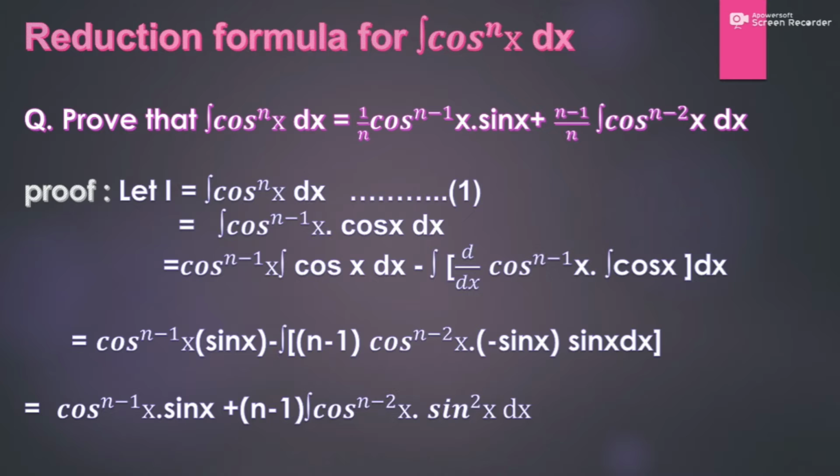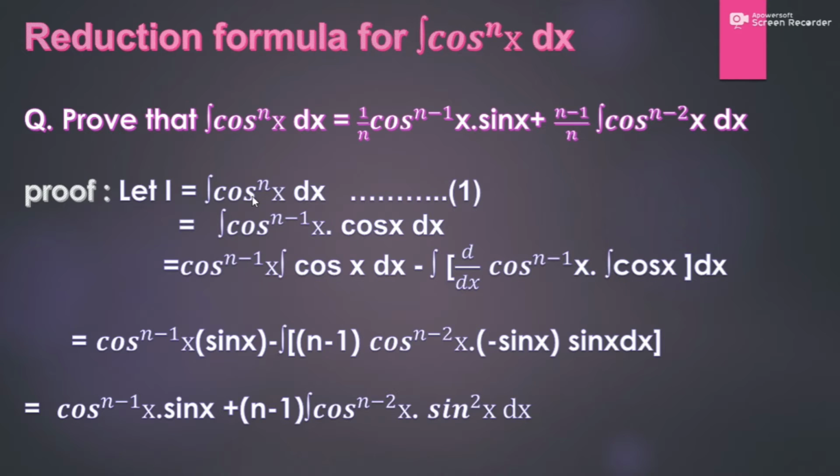Question: prove that the integral of cos^n x dx is equal to 1 by n cos^(n-1) x sin x plus (n-1) upon n into the integral of cos^(n-2) x dx. Firstly we consider this integral as I. So the proof: I is equal to the integral of cos^n x dx. This is our first equation.